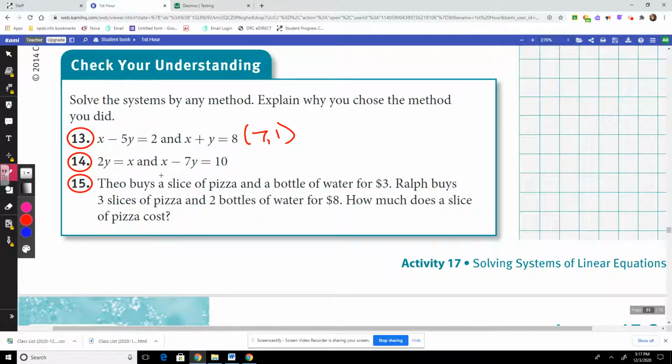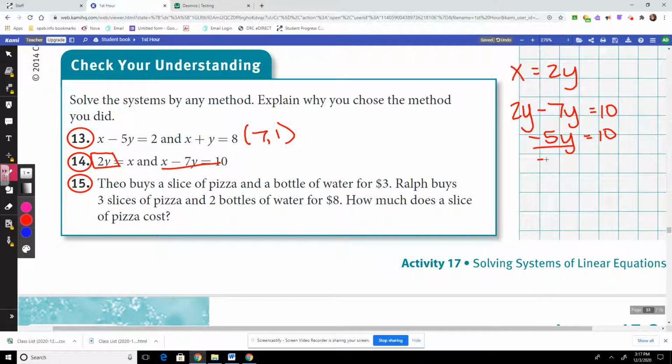Now on 14, you can easily use substitution. Why? Because I have x equals 2y. And I have x minus 7y equals 10. So I'm going to replace x with 2y. 2y minus 7y equals 10. 2y minus 7y is negative 5y equals 10.